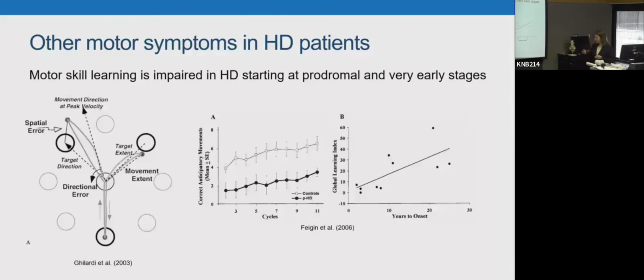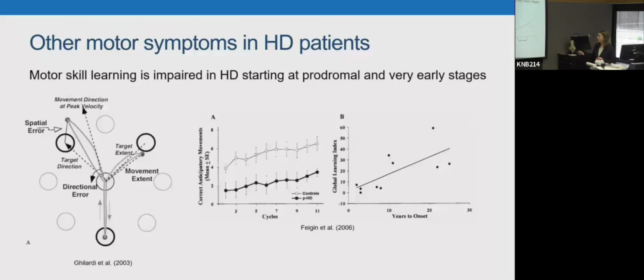So in this study here, they looked at a motor skill learning task. This is a bit of a complicated figure, but the basic protocol for this task was that the participants reached to targets that would randomly appear. There were 8 different targets that appeared. And they were instructed to learn the sequence and to try to anticipate which target would appear next in their movements.